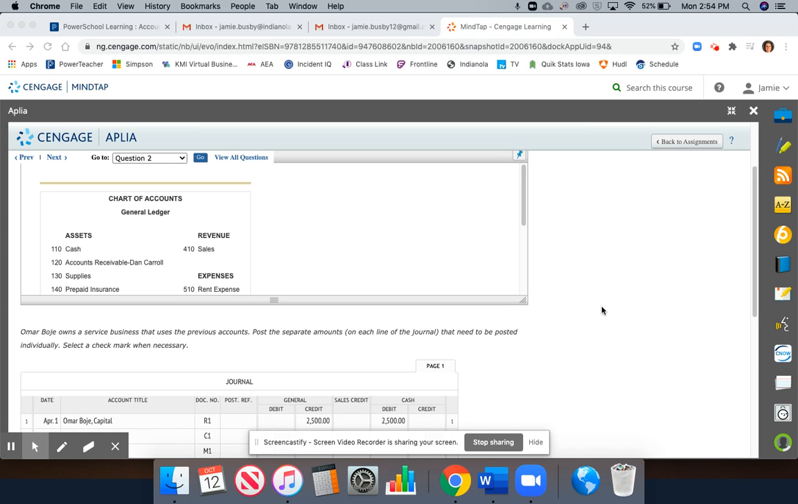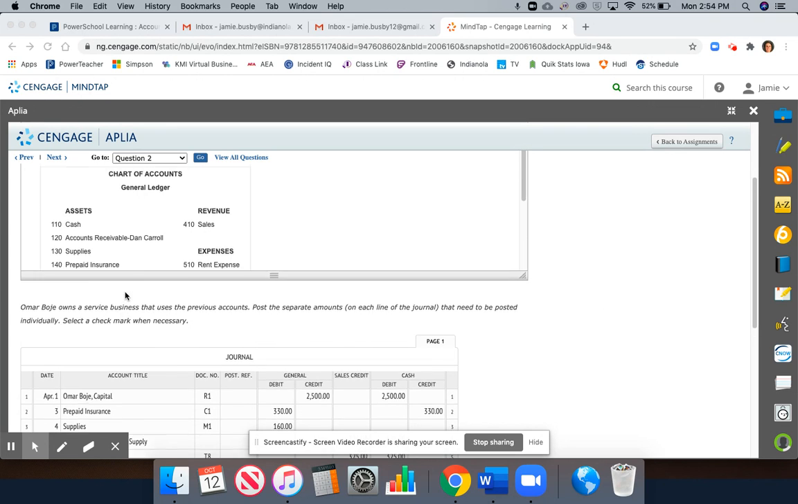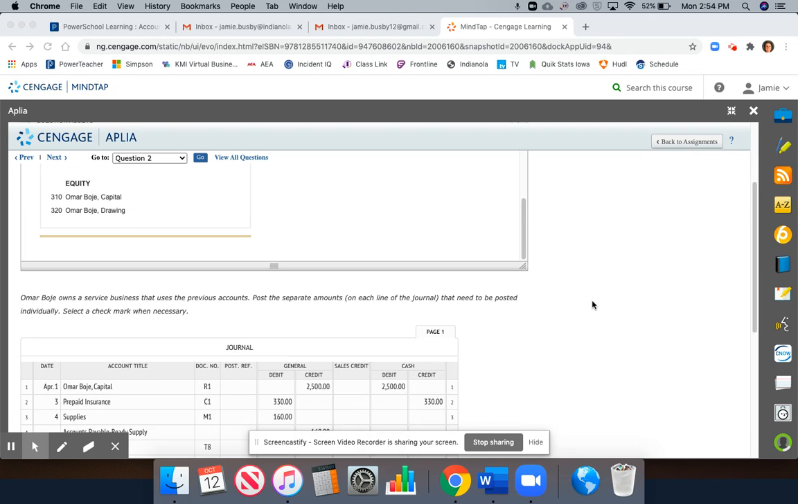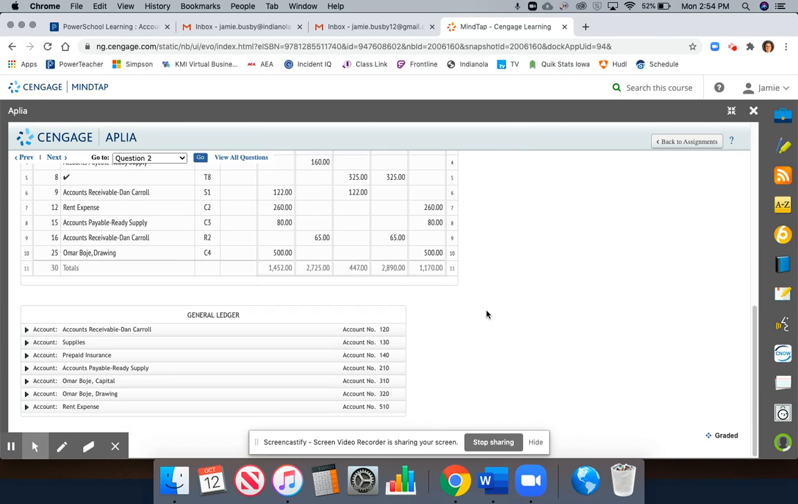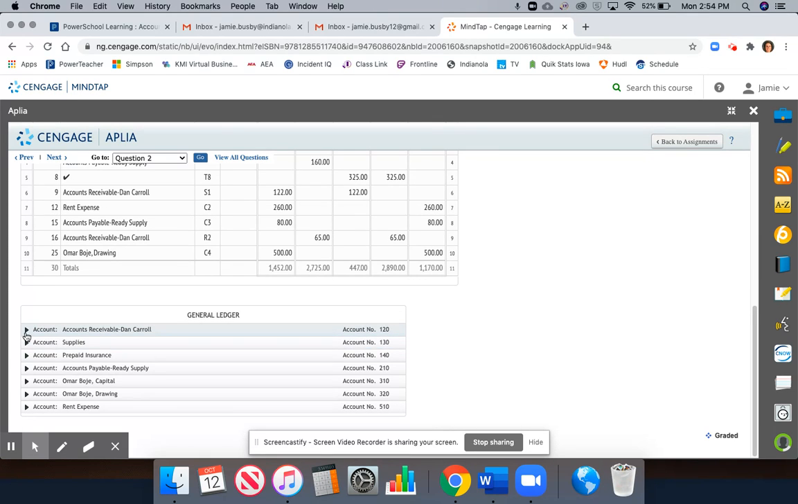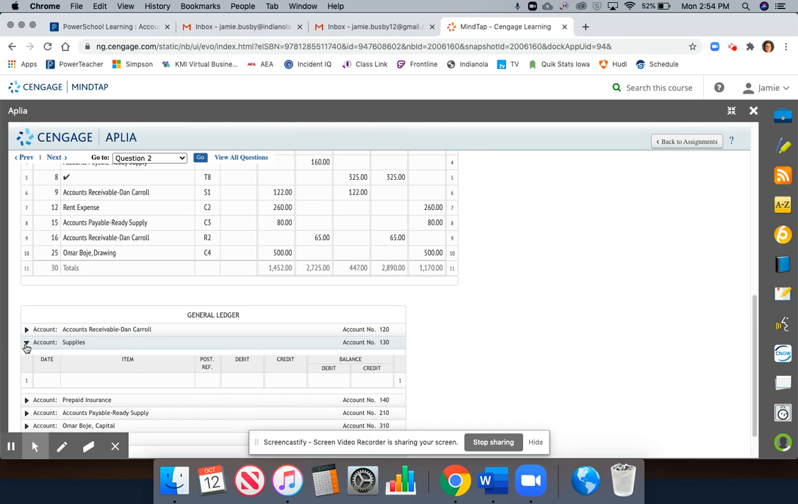Looking at 4-2 Work Together, we are going to be looking at Omar Bohi's company using this chart of accounts here at the top. And we need to post from page 1 of this journal into the various accounts down here at the bottom. Notice how you'll need to hit that little caret to drop down each individual account as you need it.